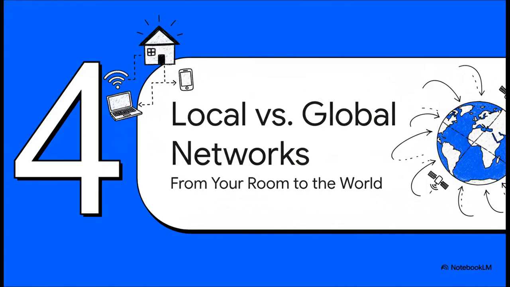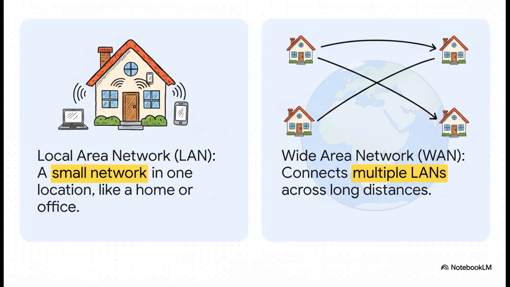Okay, so we have our traffic cops and we have our digital envelopes full of data, but where is all this traffic going? Let's zoom out a bit and look at how these networks scale, from the one that's just in your room to the one that literally covers the entire world. So networks pretty much come in two main flavors. The one you're probably on right this second is a local area network, or a LAN for short. That's your home Wi-Fi network or the one at school or the office.